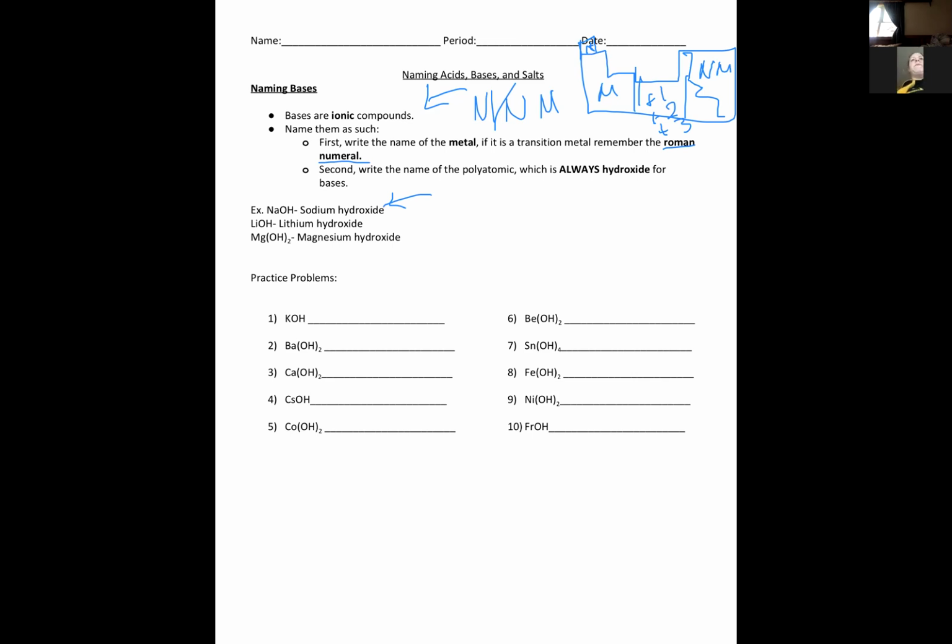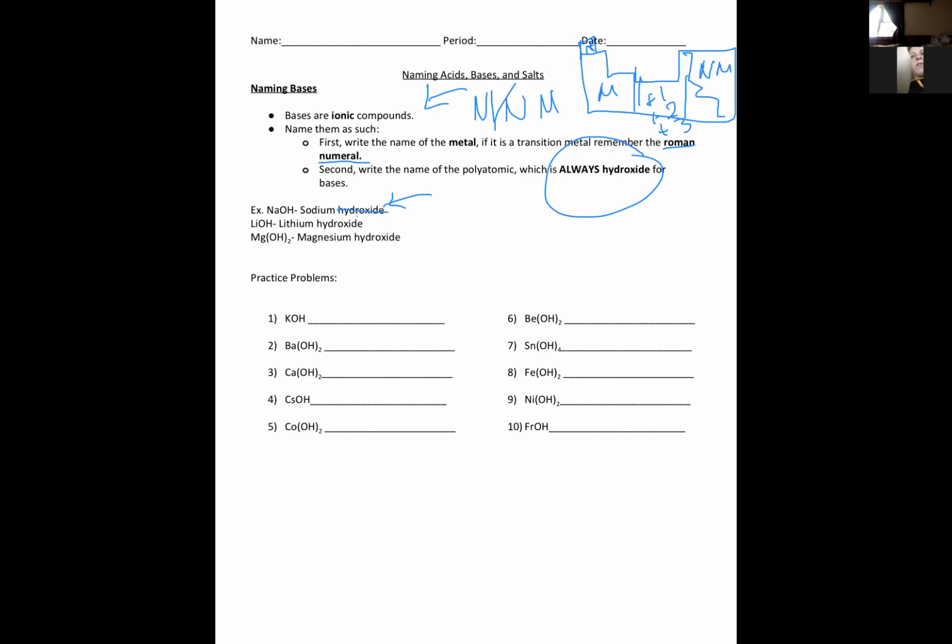Notice that sodium is the metal, and I just leave the name the same because it's not a transition metal. It does not get a Roman numeral. Now, the second word, hydroxide, is the polyatomic that is always at the end of a base. So when you see OH, all you need to do is write hydroxide. So down here at the bottom, we have KOH. K is going to be potassium, so you would write potassium, and then hydroxide because it has an OH. So that's it, potassium hydroxide.